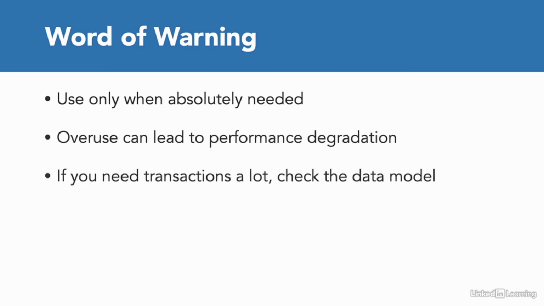If you find yourself needing transactions for more than a very small percentage of your update operations, you should consider whether you can change your data model so that update operations only update single documents. That way they are atomic by default and you don't need to use transactions.